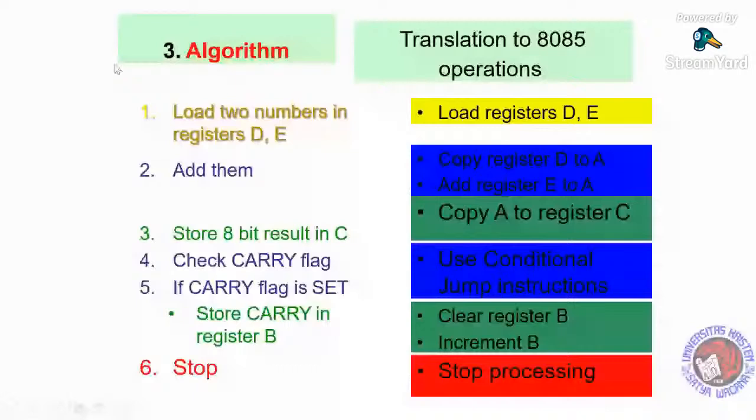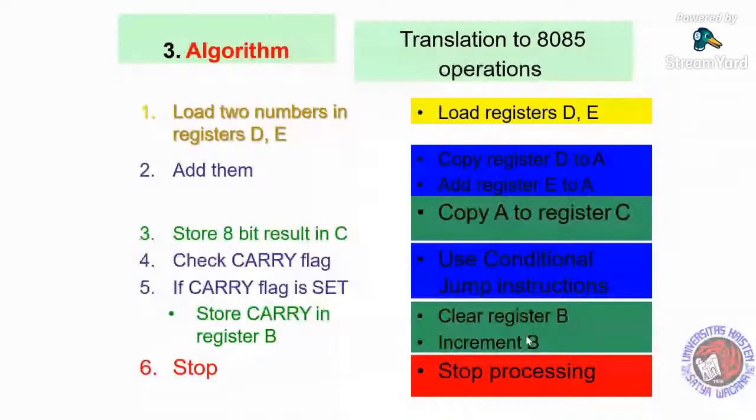This is the explanation. After the addition has already resulted, store the 8-bit result to C, then check the carry flag. If the carry flag is set, use the jump instruction, store the carry flag in register B. Use the jump instruction if the carry flag is set, clear register B, increment register B. Okay, using B as a victim to check inside the jump instruction, then B being incremented is the same as there being a carry flag, and you put the carry flag in register B.